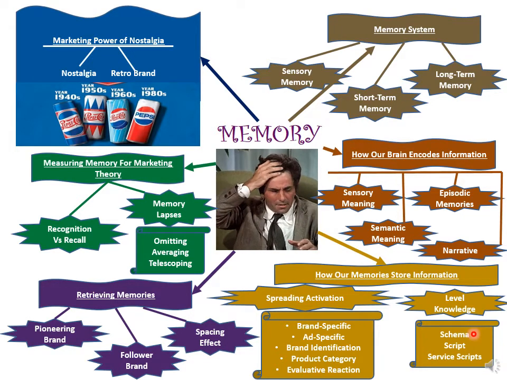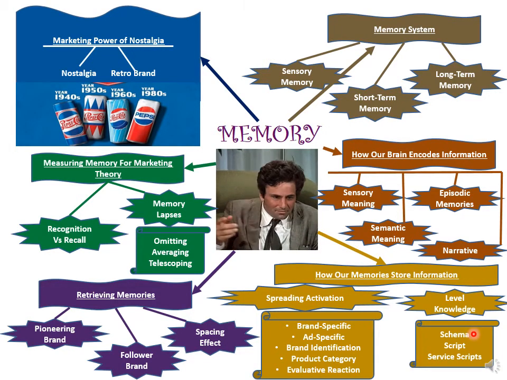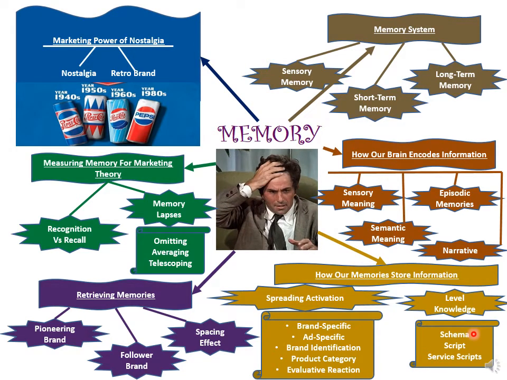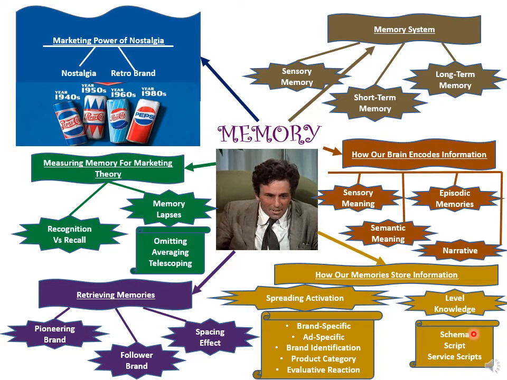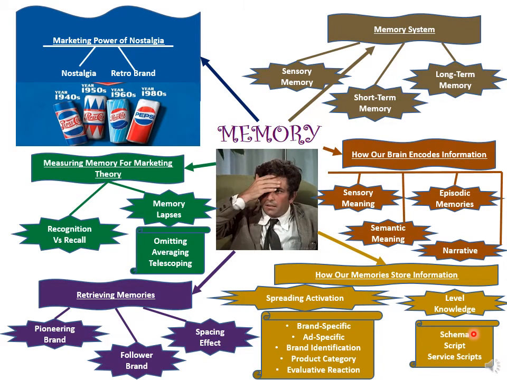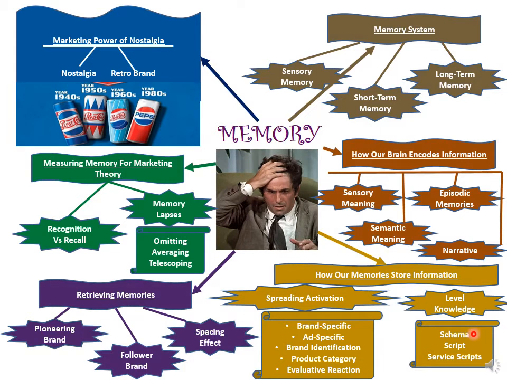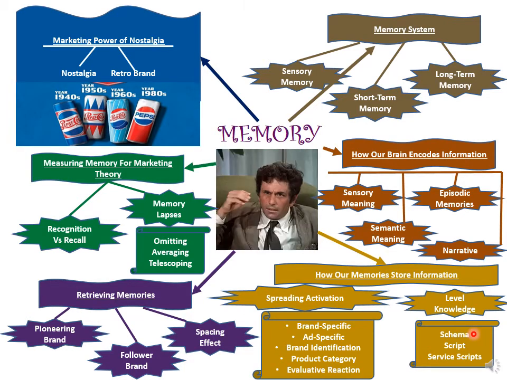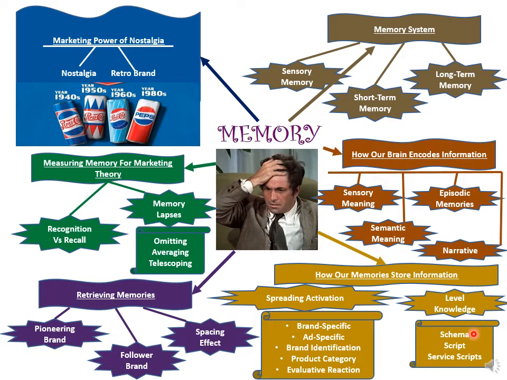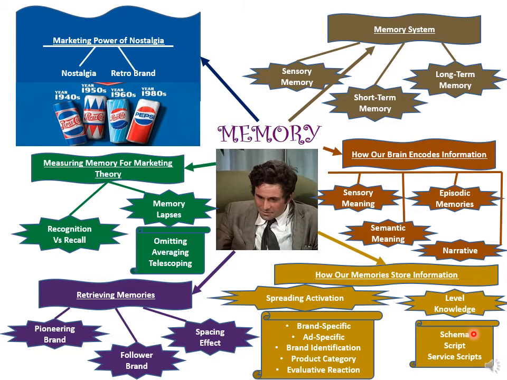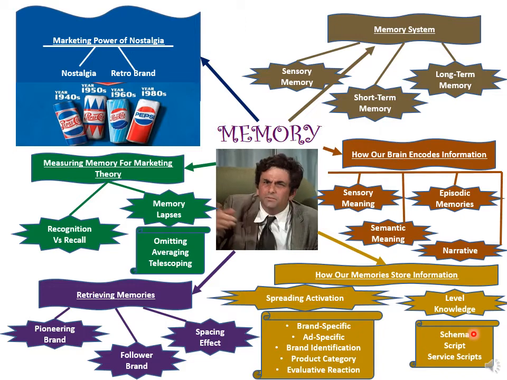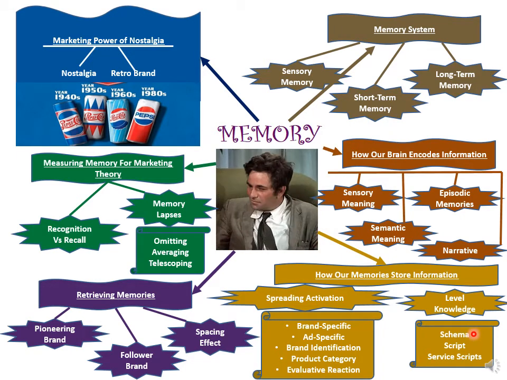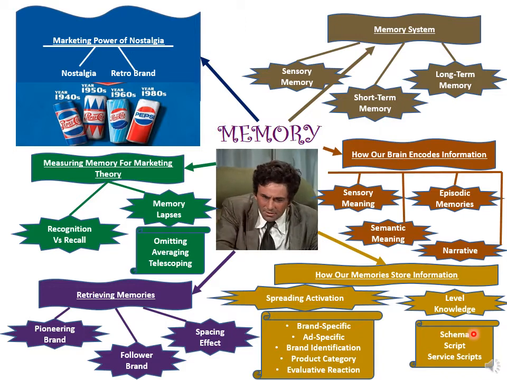One type of schema especially relevant to consumer behavior is a script. A script is a sequence of events an individual expects to occur. So as consumers, we learn service scripts. These service scripts guide our behavior in commercial settings. So we expect a certain sequence of events, and we may become uncomfortable if the service departs from our script.